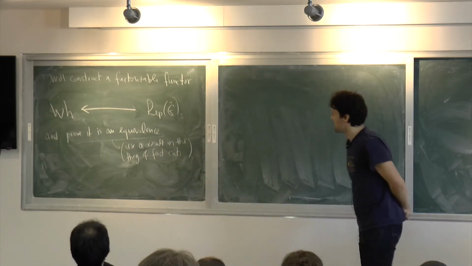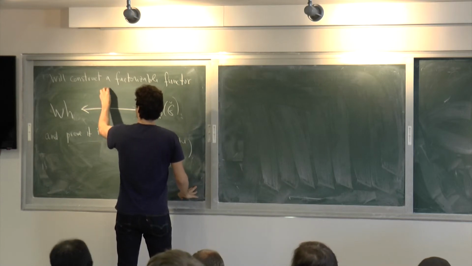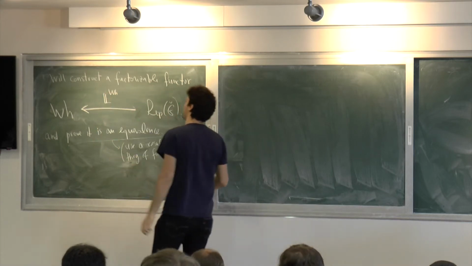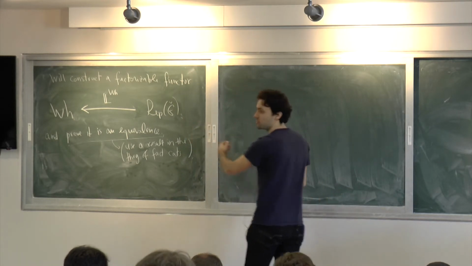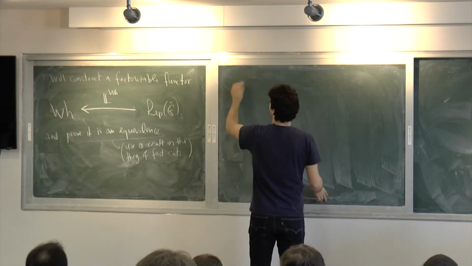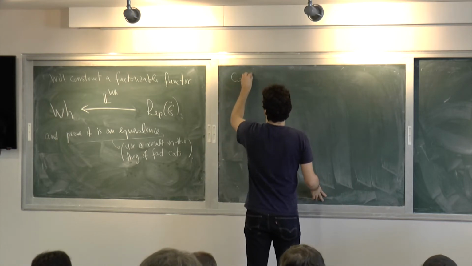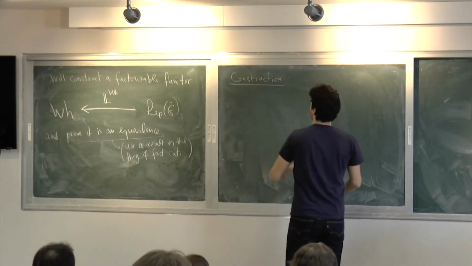Okay, so how do we construct the functor? The functor notation is L, for Langlands Whittaker. The construction will proceed in two steps. First, I use the naive Satake.